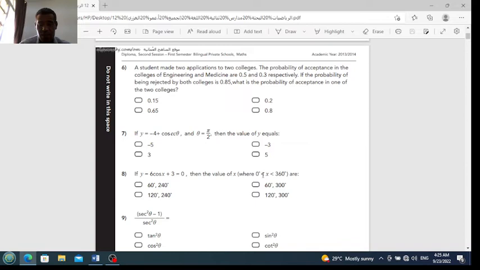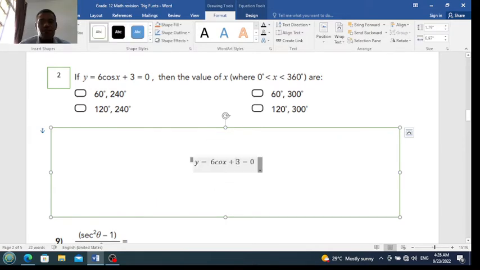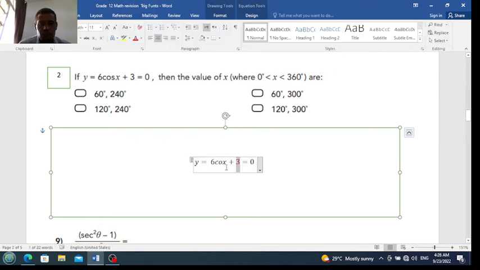Okay, we are told that 6 cos of x plus 3 equals 0. Then I should subtract 3 from both sides. Because this is plus 3, to transfer this 3 to the right-hand side, what will happen exactly? It will be negative 3. This one, learners, plus 3, when it transfers there, it will be negative 3. Clear?